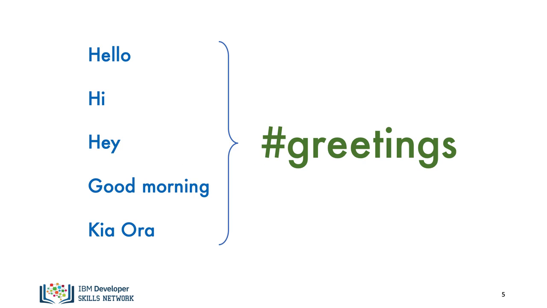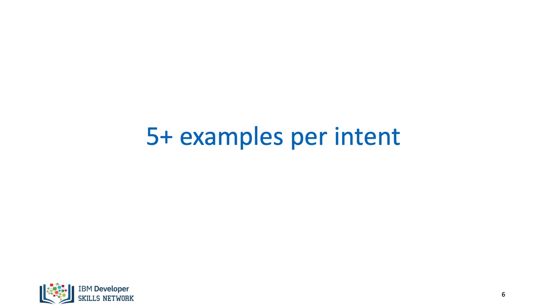In other words, they capture the intent or goal of the user. For example, we could define a greetings intent and train Watson with some examples of what a greeting looks like. We might provide hello, hey, hi, good morning, and for our friends from New Zealand, kia ora. It's a good practice to provide at least 5 examples per intent in order to fully train Watson on the intent. But the more the merrier applies here.